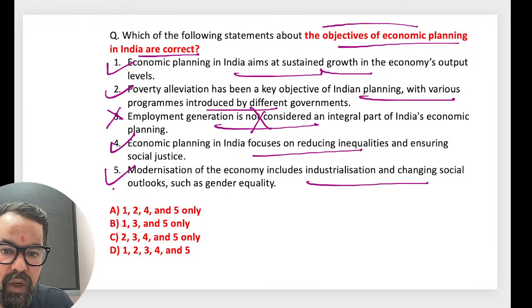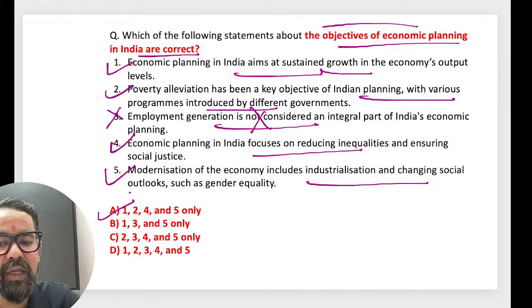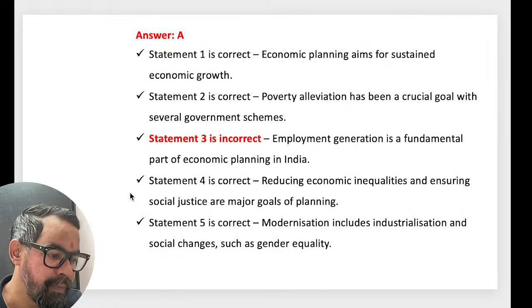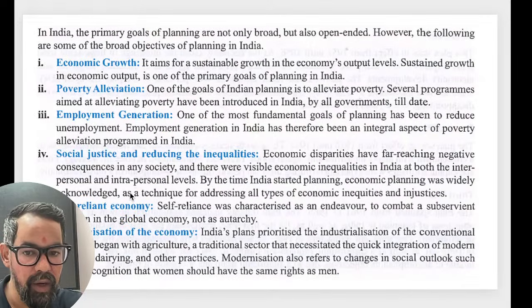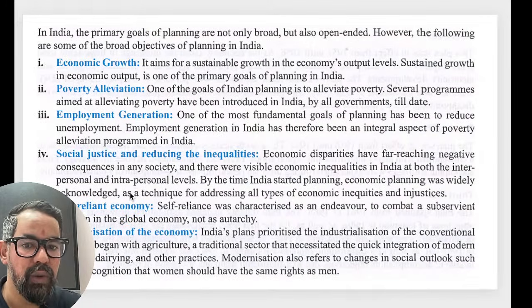1, 2, 3, yes; 1, 2, 4, 5, yes. A, that is 100% the right answer for this one. Okay, very good guys, very good. So that is the one. All right, you just go through this particular one quickly.